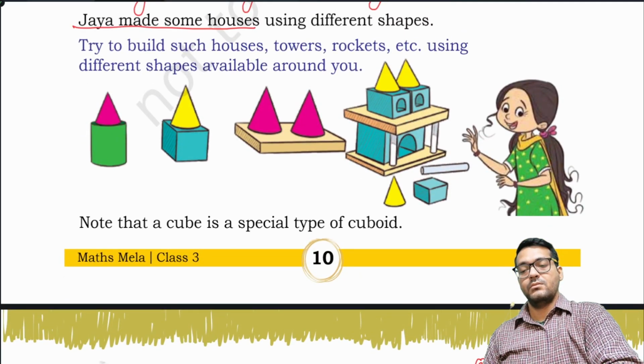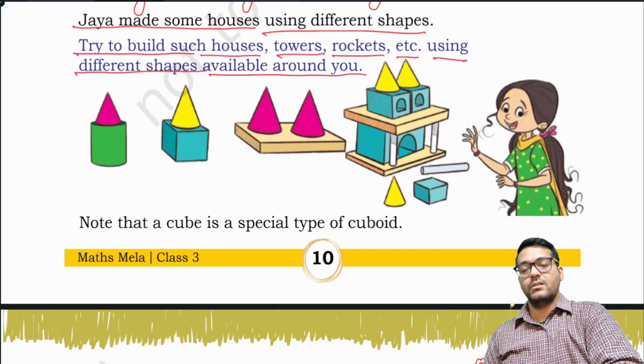Jaya made some houses using different shapes. Try to build such houses, towers, rockets, etc., using different shapes available around you. You can make things like this, that is tower, rocket or house, using things available around you.